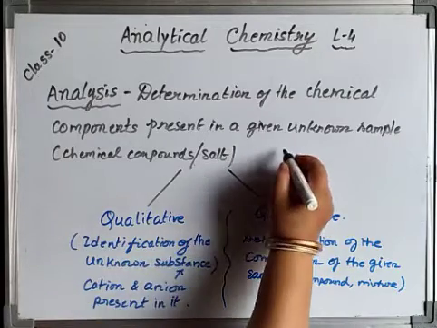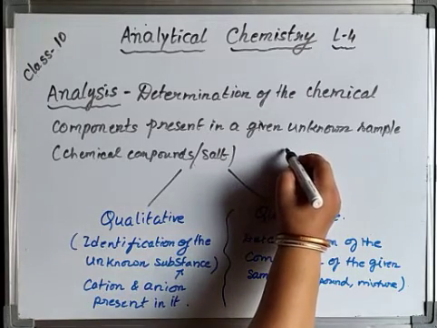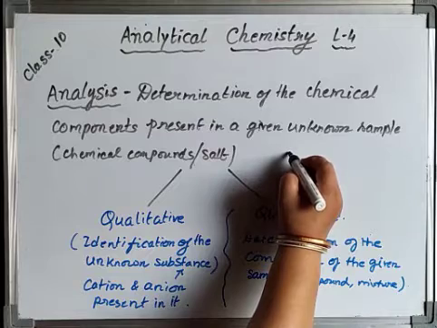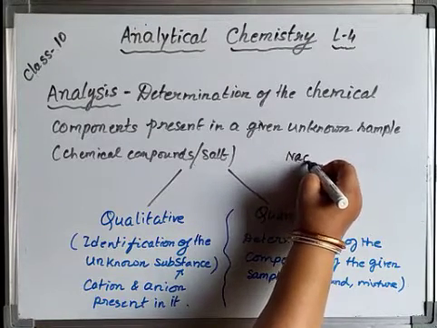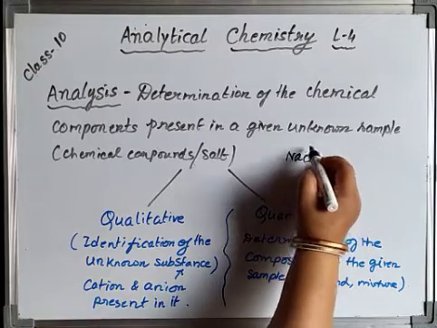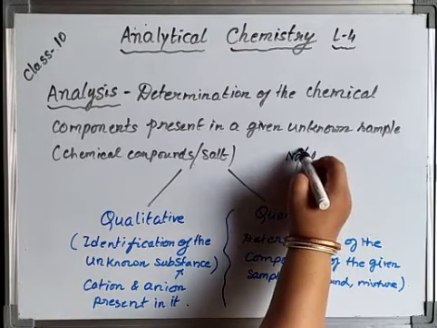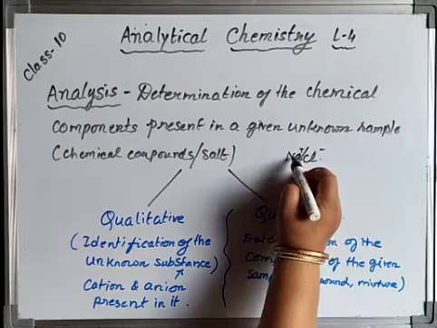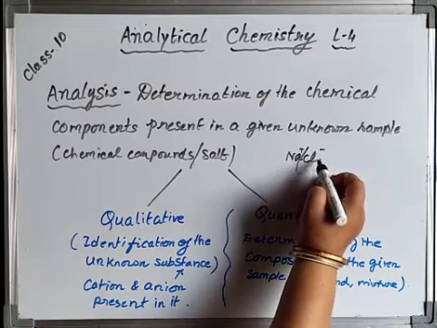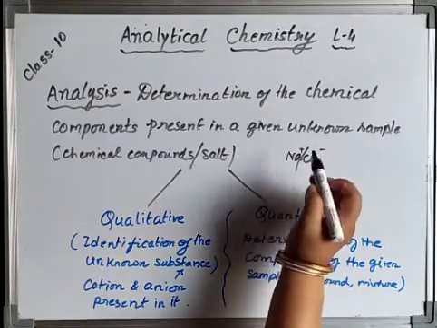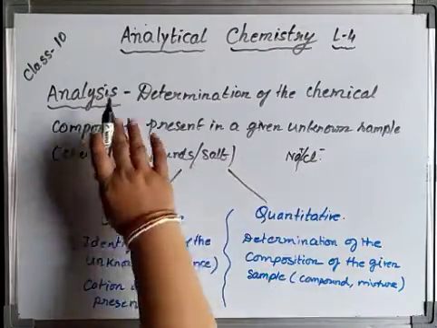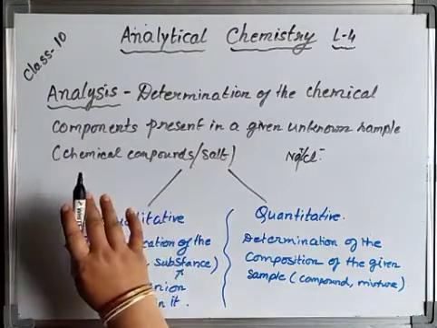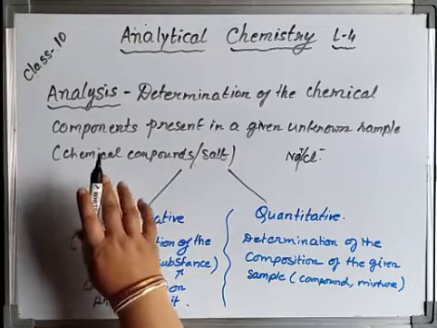Because we know that any compound is having two parts. That is, one is the cation, another is the anion. Take an example, suppose I take sodium chloride. Then sodium chloride is having two parts, Na plus and Cl minus. This is the cation, this is the anion. So how will we detect which cation and which anion the given unknown solution is carrying? This determination is known as the analysis. By the process of analysis, we will detect this.